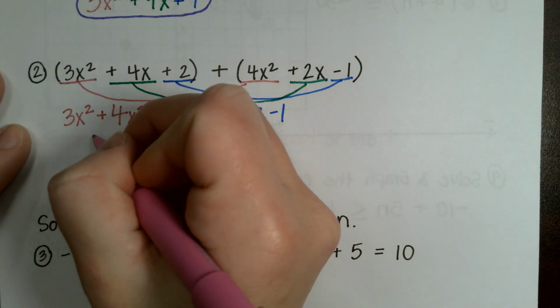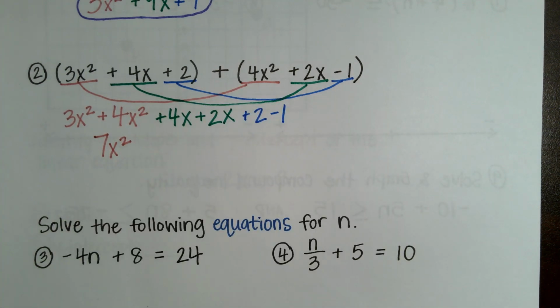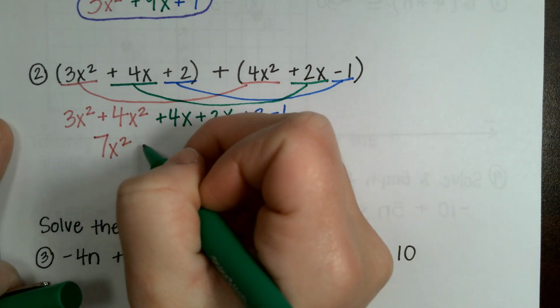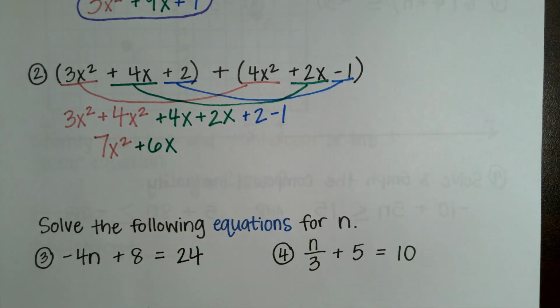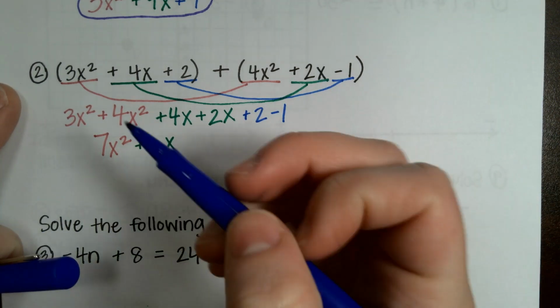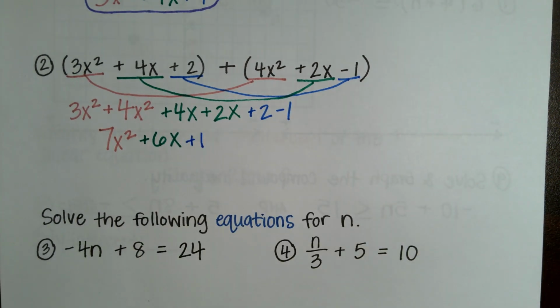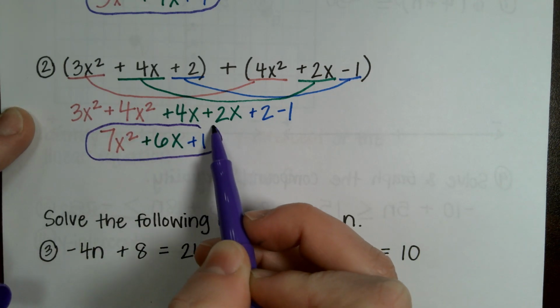So what is 3x squared plus 4x squared? 7x squared. Yeah, 7x squared. What's next? 4x plus 2x. Yeah, 4x plus 2x, that's plus 6x. Good job, guys. And last but not least, plus 2 minus 1. Yeah, 2 minus 1 is 1, so plus 1. And that's your answer. That's it. So we circle it. Please circle your answer.